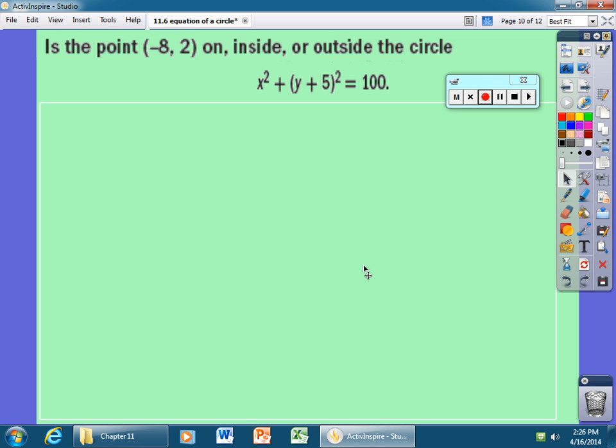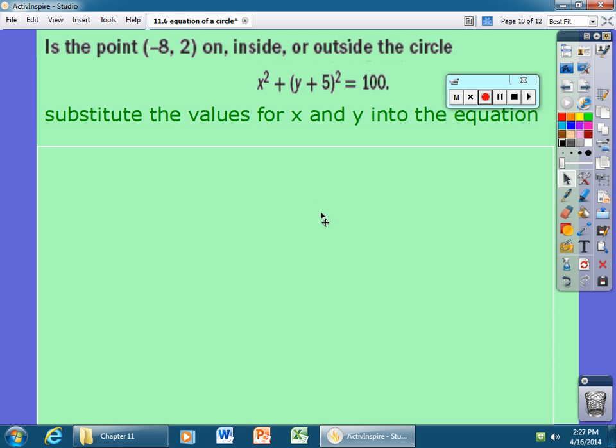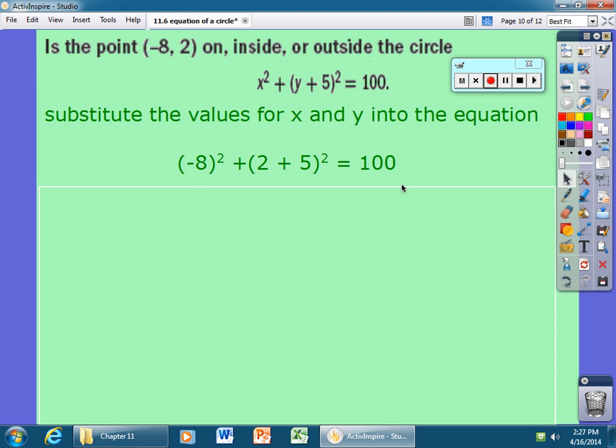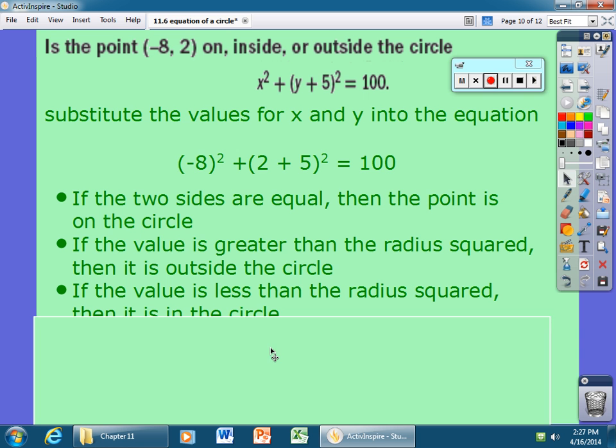The third thing that we're looking at here is trying to decide whether a point is on the circle, inside the circle, or outside the circle. And we're going to do that by substituting these 2 coordinates in for x and y. So I'm just going to put -8 in for x, and I'm going to put 2 in for y. Okay, so there I've put it in. I'm going to do the calculations that I need to do. And then these are my 3 rules that go with that.